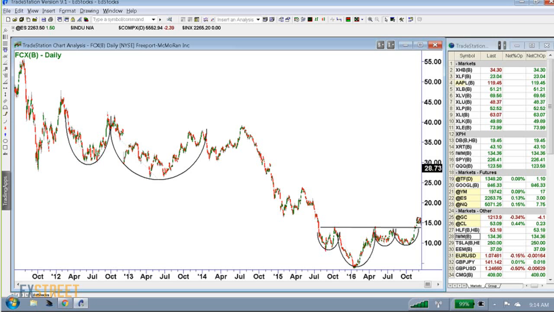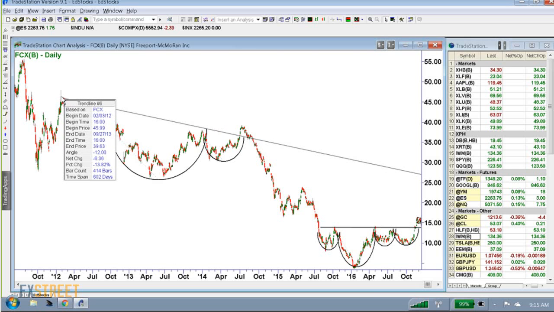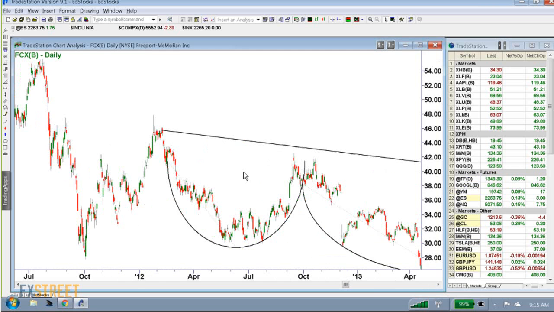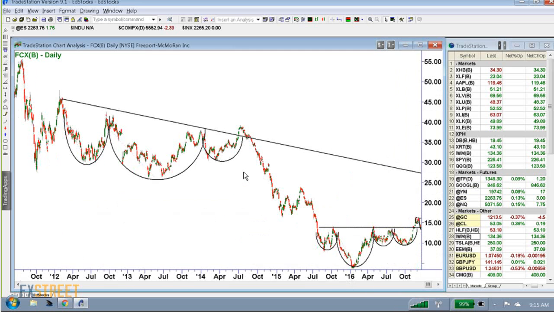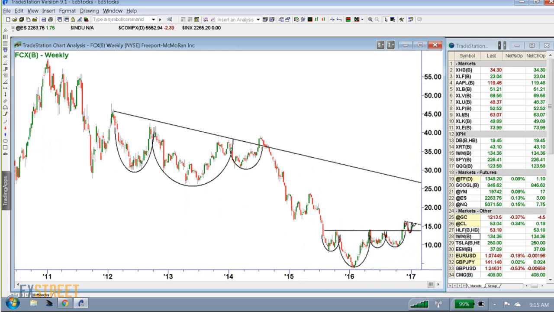Look at that. Left head, right. I will say this, though. Does it really trigger? I don't know. I guess it depends how you draw that line. Yeah. It fails. It breaks out above this line and it fails. And when it fails and it goes back below that line, what do we got to do? We got to get out, right? Let me go weekly. Look at that, failed badly.